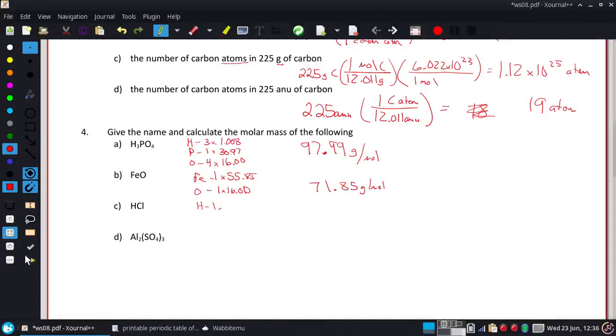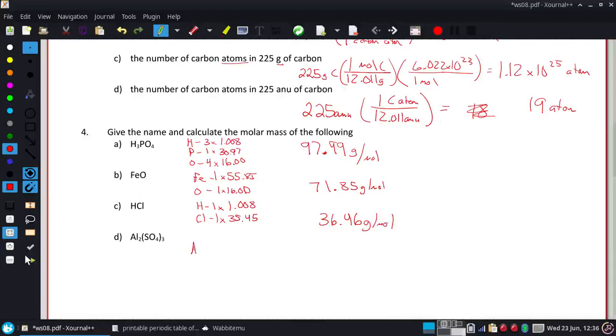1 hydrogen at 1.008 grams. And 1 chlorine at 35.45 gives us a molecular weight of 36.46 grams per mole.